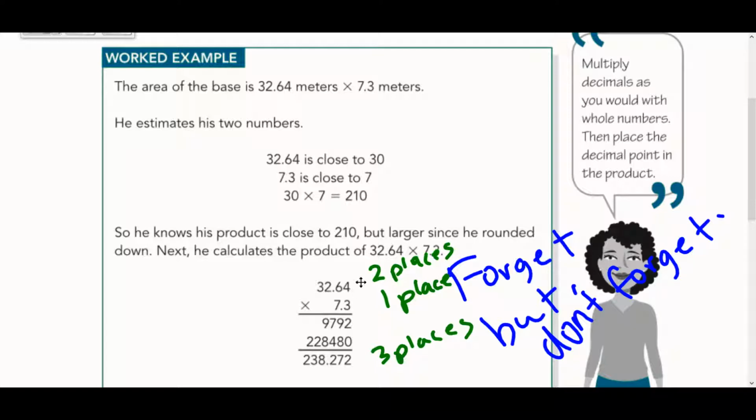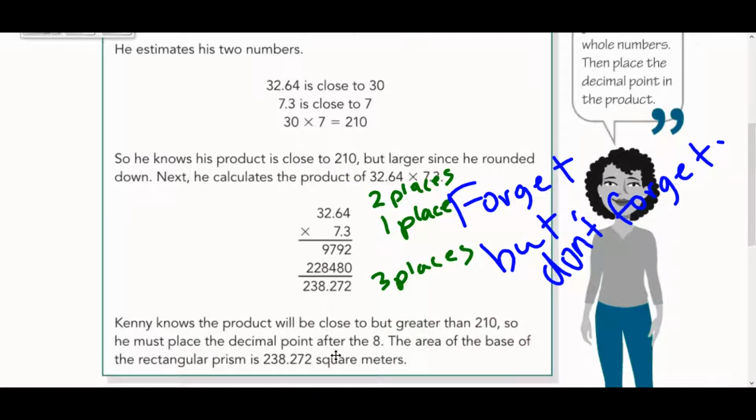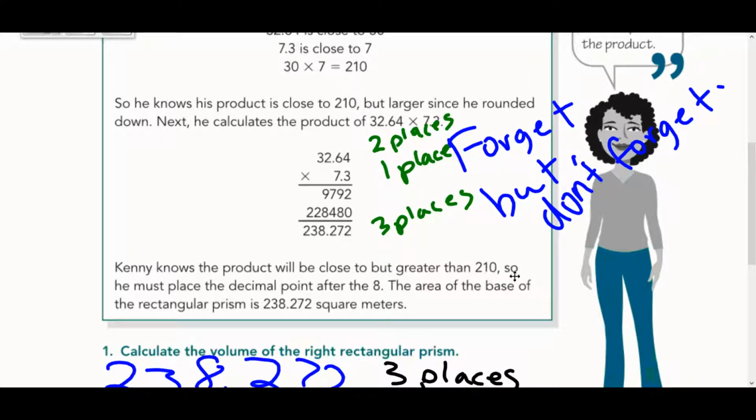So what do I mean? Well, we have two decimal places here, because this number had two decimal places, and this had one decimal place, so a total of 3 places. So our final answer of 238272, we move the decimal over 3 places, and we put it right here. And is this close to our 210 estimate? Yeah, it's close. Usually when we estimate with decimals, we're trying to see if we are 100 off, 1,000 off, like really way off. If we're just a few off, like a few tens, that's not too big of a deal. We're looking mostly for place value there.